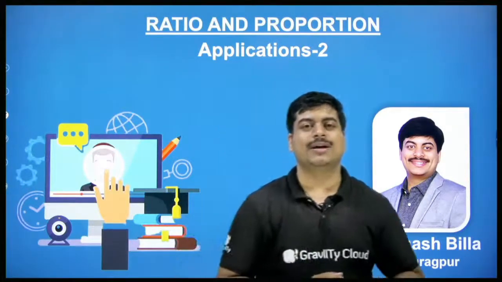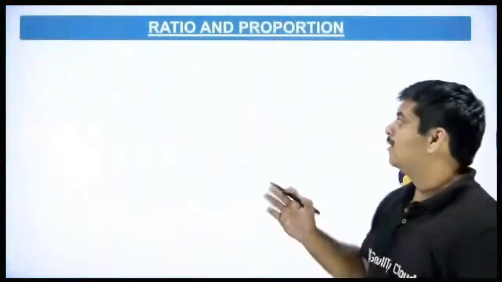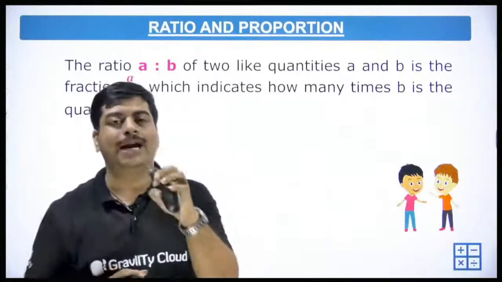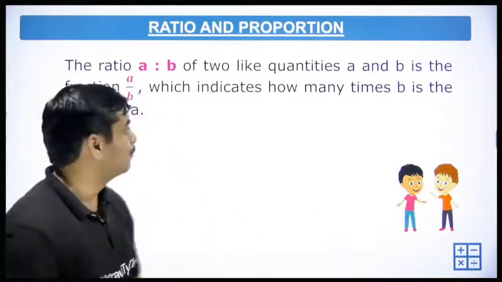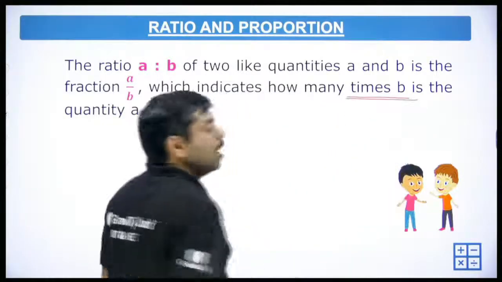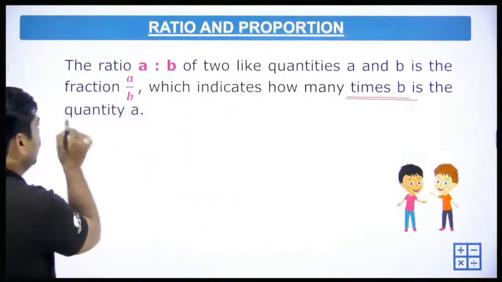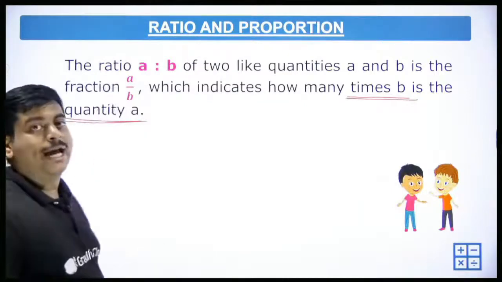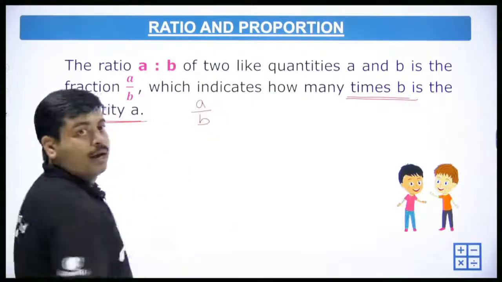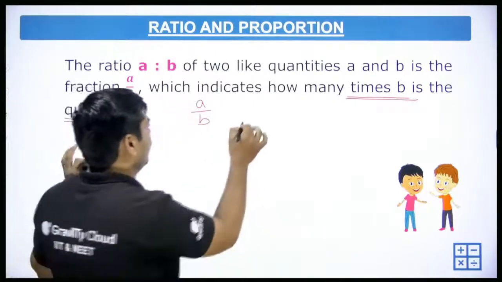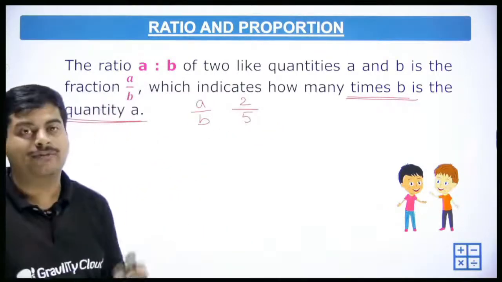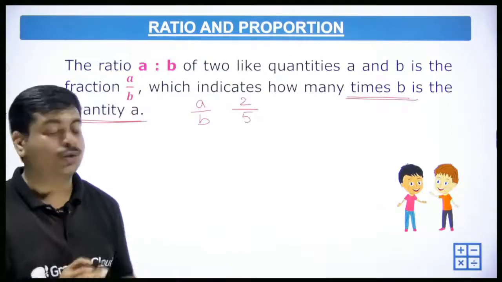Let's start today's session. So, what is a ratio all about? We have discussed in the previous classes that the ratio A is to B, or A by B, the fraction A by B, both are the same, which indicates how many times B is the quantity A. For example, if B is equal to, let us say, 5, and out of that 2 parts is A, we write the ratio as 2 by 5, right?